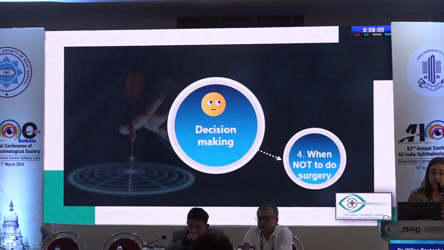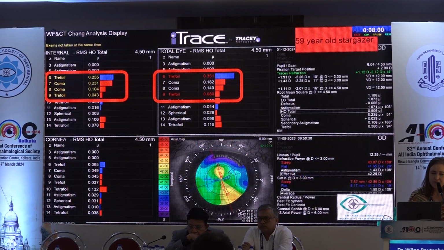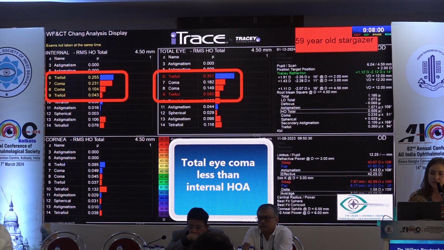Now, just lastly, when not to do surgery. So this is a patient. He was a 59-year-old. He was a stargazer, and he had previous LASIK. So you can see here that the internal high order aberrations were actually more than the total eye aberrations. And this we can sometimes see, that the total eye coma can be counteracted by the corneal coma.